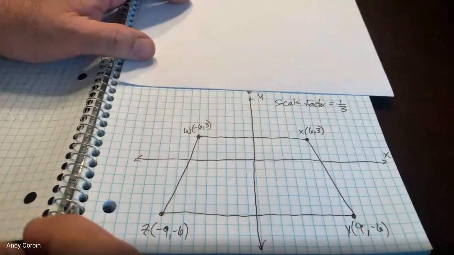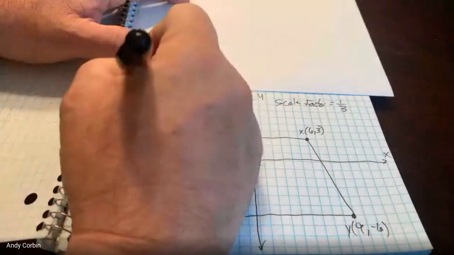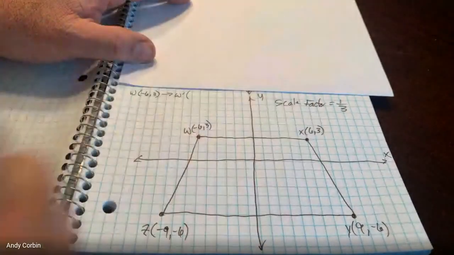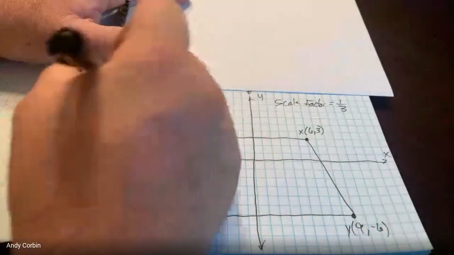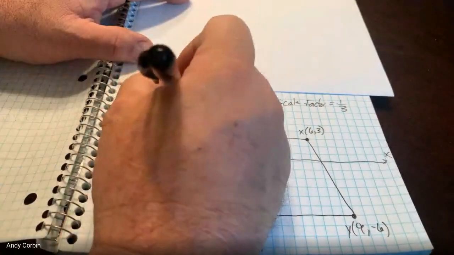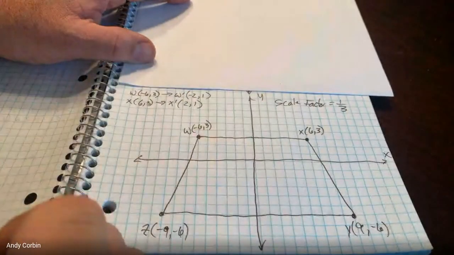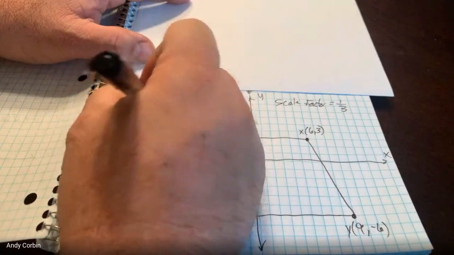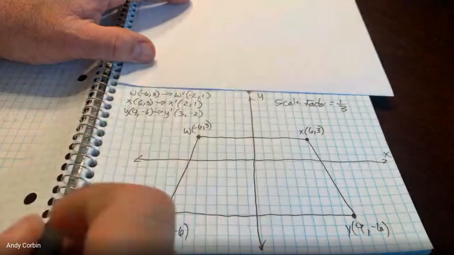So let's start up here, and we're going to start with W. W is (-6, 3). And so I know then W prime, I'm going to divide each of those by 3. So it's going to give me (-2, 1). X starts off as (6, 3), and then X prime is going to be (2, 1). Y is (9, -6), so Y prime is going to be (3, -2). See how that works out?